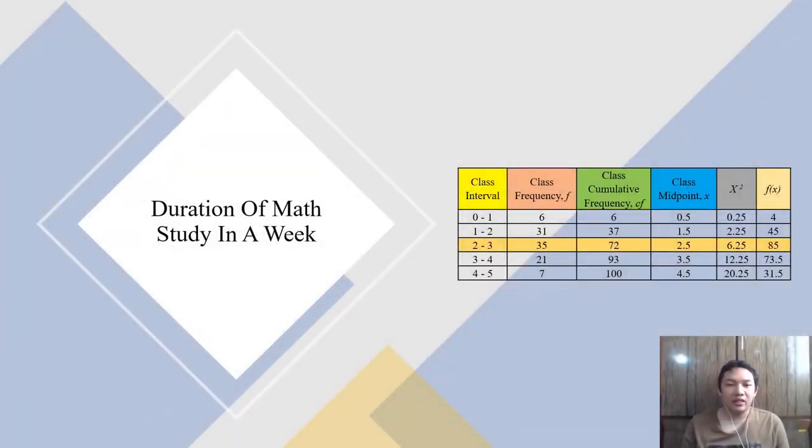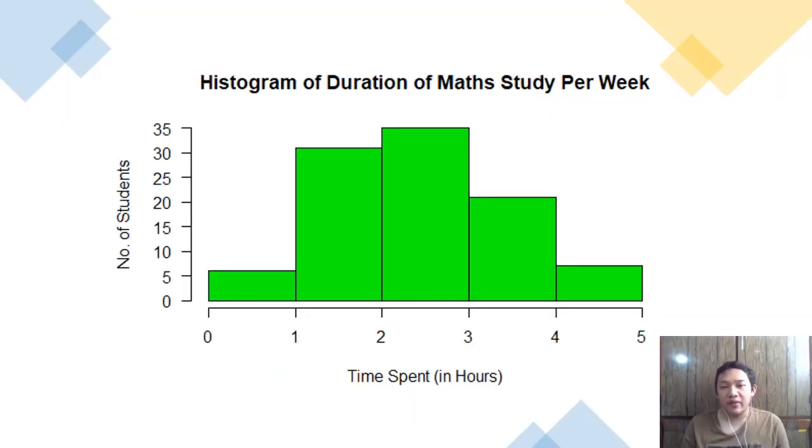Next, we are looking at the duration of math study in a week. Our data is in hours. We put it in class intervals: 0 to 1 hour, 1 to 2 hours, 2 to 3 hours, and so on. Also here is the frequency and class cumulative frequency. We represent our findings using a histogram, using R programming, and here we can see that our histogram is skewed to the right, positively skewed.